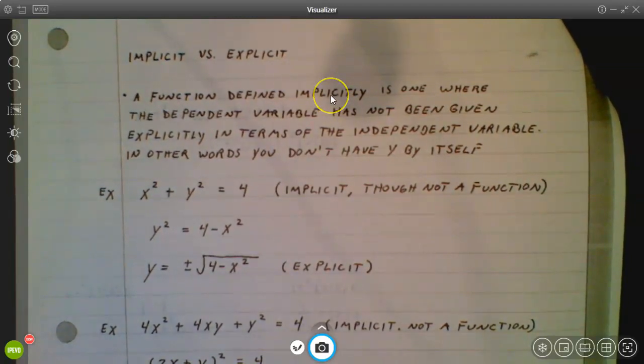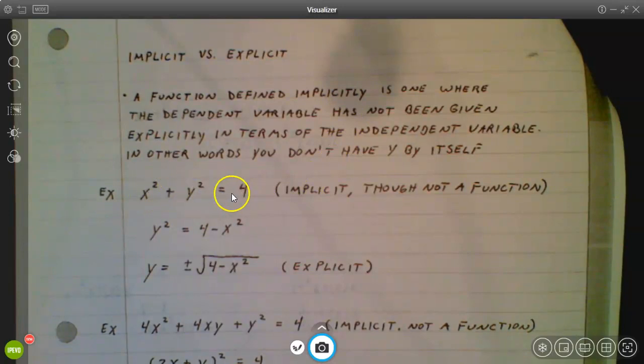So anyway, if it's implicitly defined, it's one where the dependent variable, that's our y, has not been given explicitly in terms of the independent variable. Really simply put, here's my words for it, you don't have y by itself. All right, so that's the idea if something is implicitly defined. Explicit just means you do have y by itself.